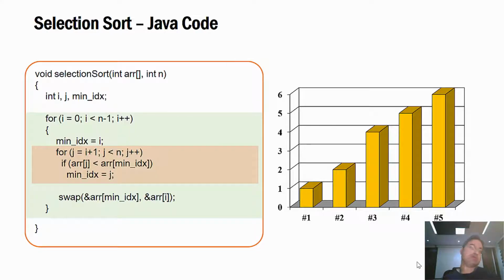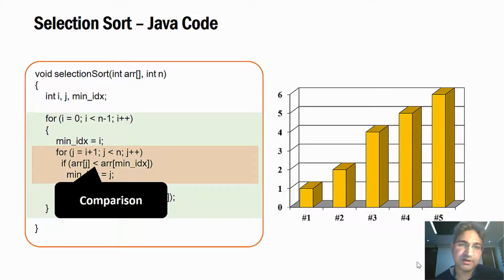This is the Java code for the same algorithm. And if you take a closer look, inside the second loop, there is an if that does the comparison. And that's why it is called a comparison-based algorithm.